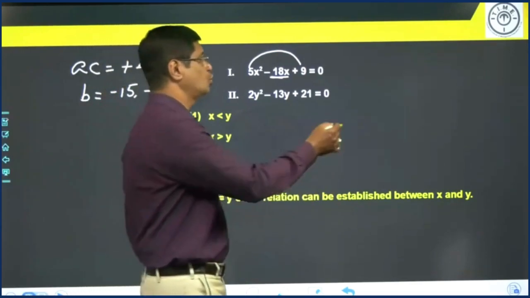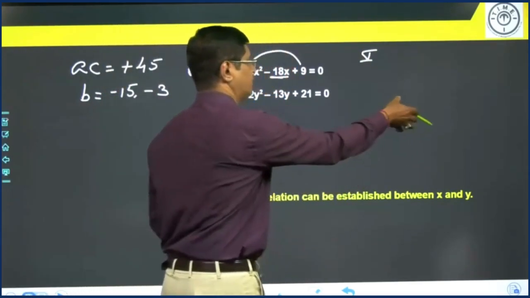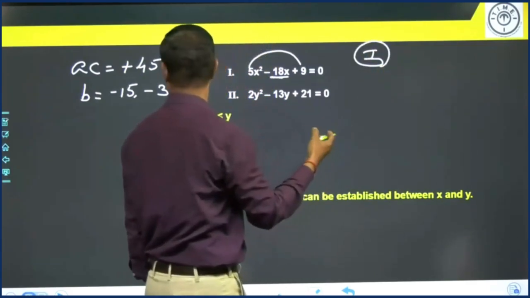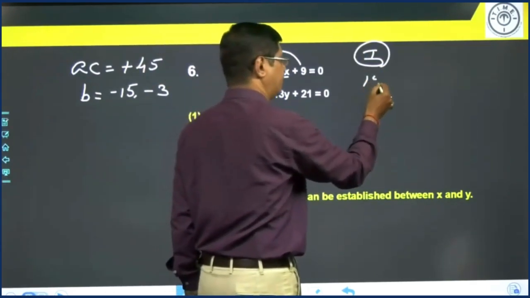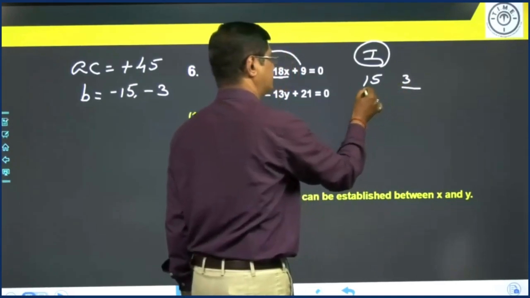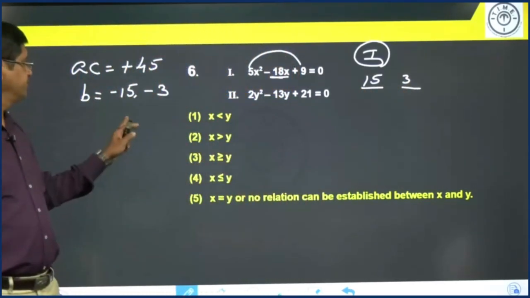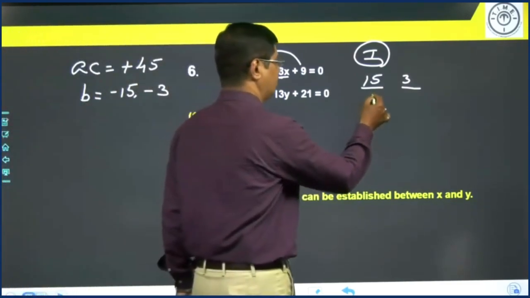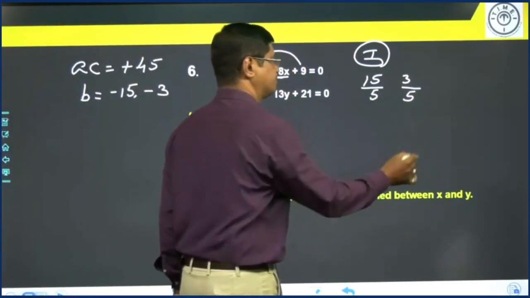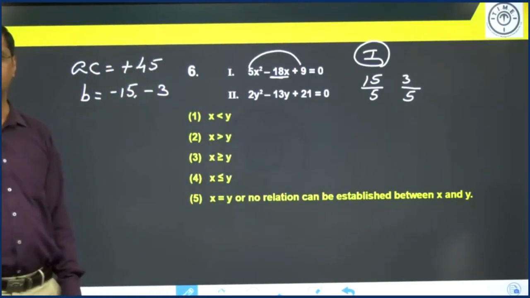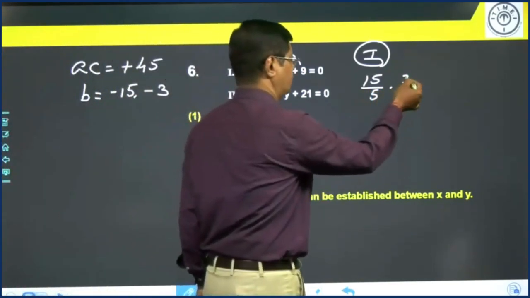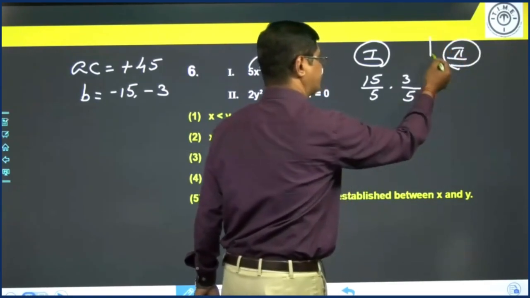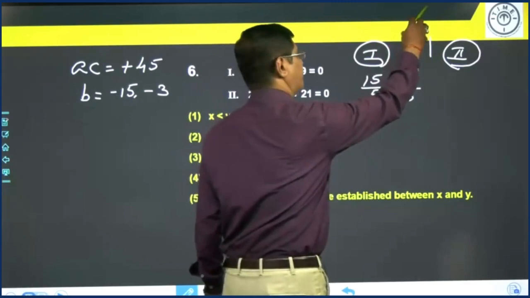So what about the roots of the first quadratic equation? The roots of the first quadratic equation are the same numbers with opposite sign, divided by the coefficient of x square. The coefficient of x square is equal to 5. So these are the two roots of the quadratic equation. Of course, we will do the simplification after finding the roots of the second quadratic equation. Okay.